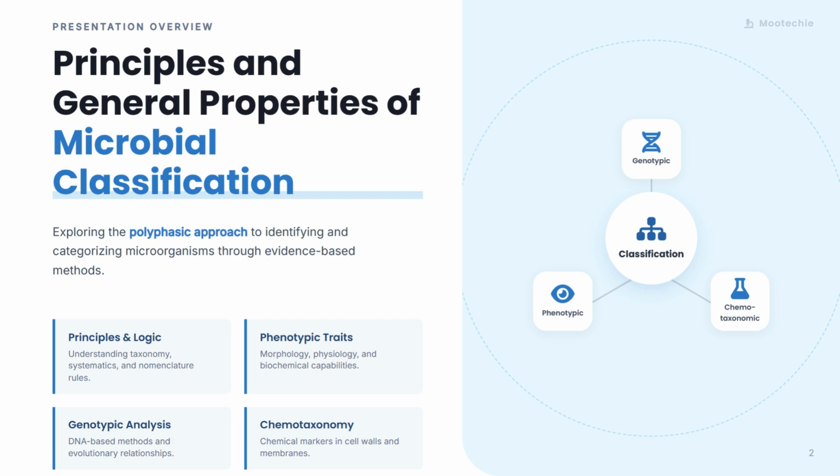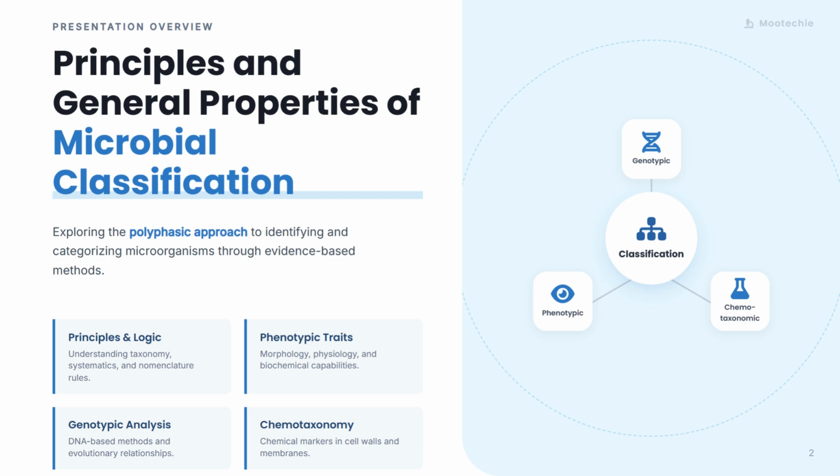Principles and logic. Understanding taxonomy, systematics, and nomenclature rules. These are the foundational rules and goals that guide the entire classification process. Genotypic analysis, DNA-based methods and evolutionary relationships. This involves looking directly at the genetic code to see how closely related different microbes are.